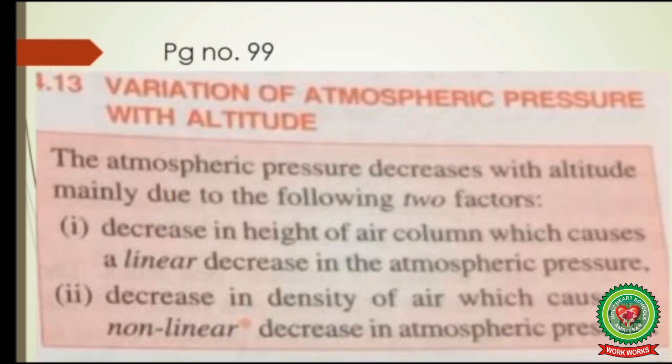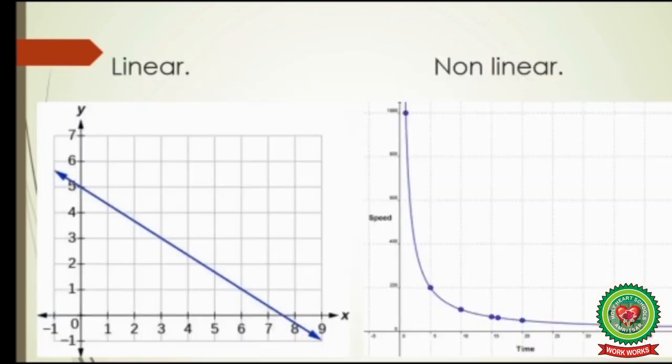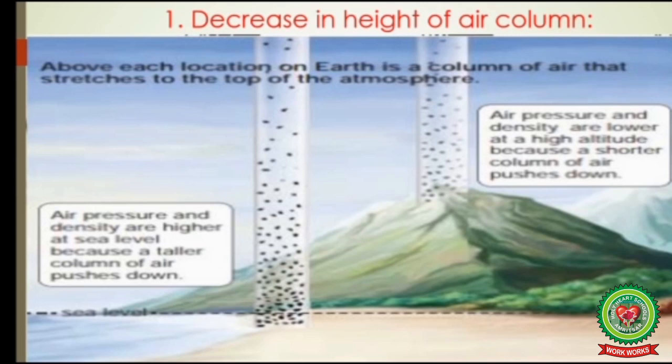Now, why the decrease in density of air causes non-linear decrease in atmospheric pressure? This is because the decrease in density of air with altitude is not linear. It is rapid at low altitude and it becomes slow at high altitude. Now let us understand these two factors in detail. First factor, decrease in height of air column.